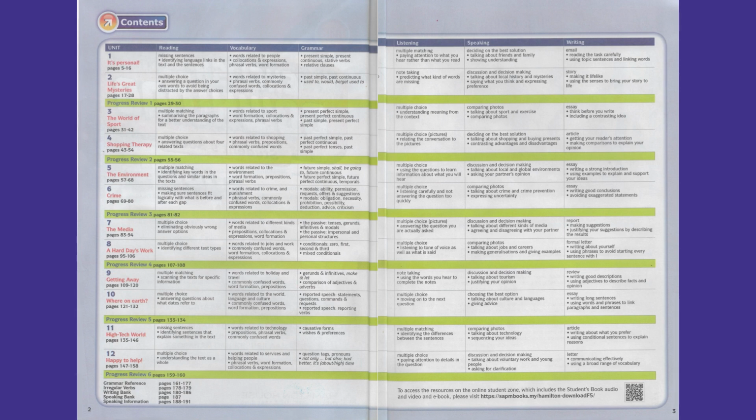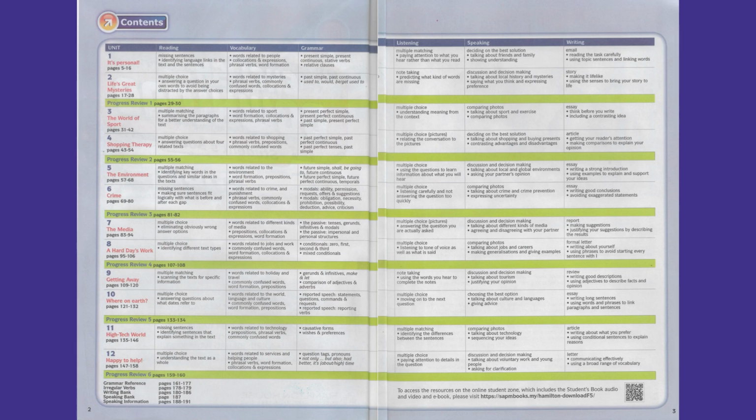Before we go on, I would like to bring your attention to the content of the book itself, the whole thing that we have. So altogether, as you can see, we have 12 units. We also have grammar reference, irregular verbs, writing bank, and speaking information at the back of the book, at the very end. So please make sure that you don't leave this part out.